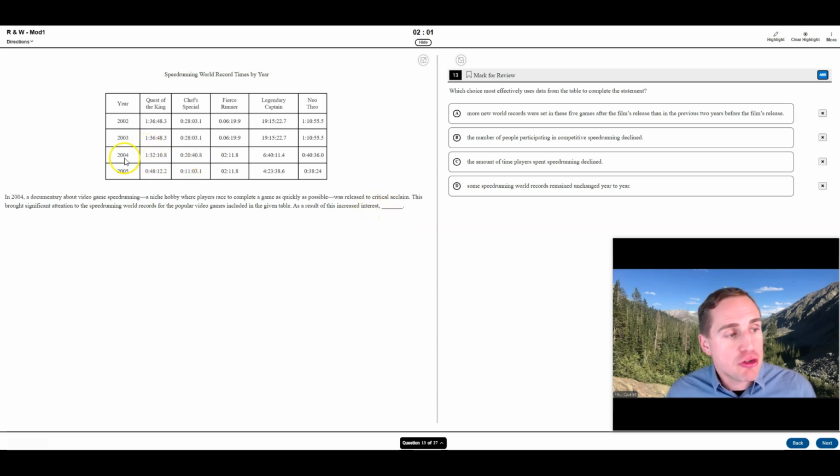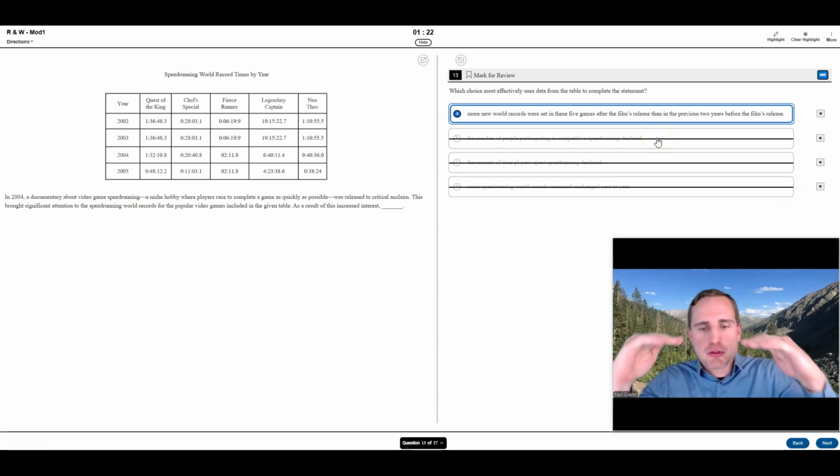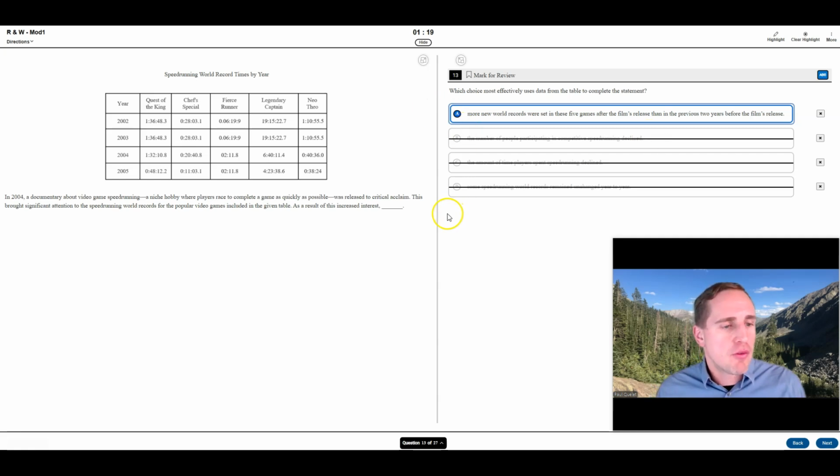Look what happens once the year 2004 happens. Look at the times of speed running. It's going down, and significantly so, amongst all these games. We don't necessarily know the amount of time, or the number of people participating. We can't necessarily know if choice B is correct: more new world records were set in these 5 games after the film's release than in the previous 2 years. Yes, that's true. The amount of time players spent speedrunning declined? We can't be sure about that. And then some speedrunning unchanged year to year? No, so it must be A. Okay, so after the film's release, we go lower and lower in terms of the time for this speedrunning.